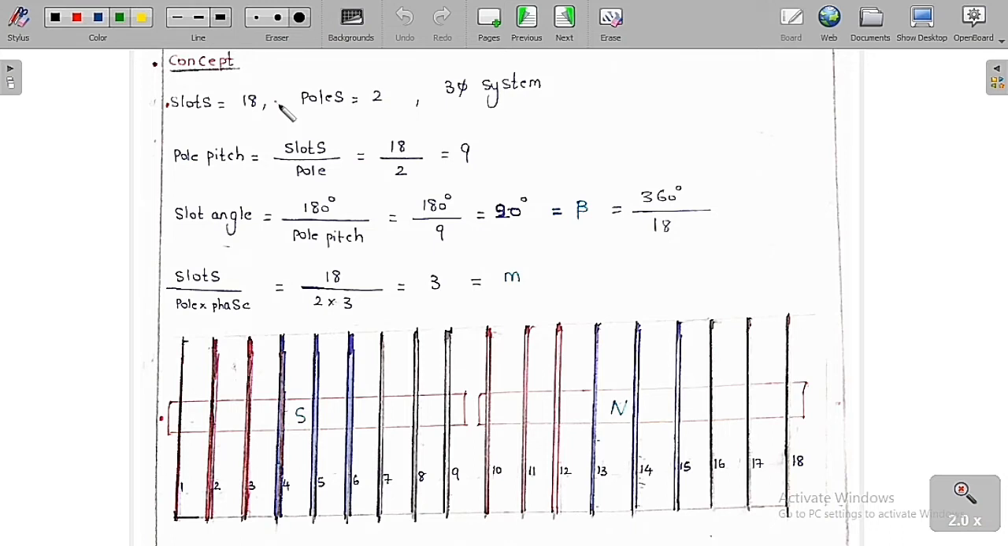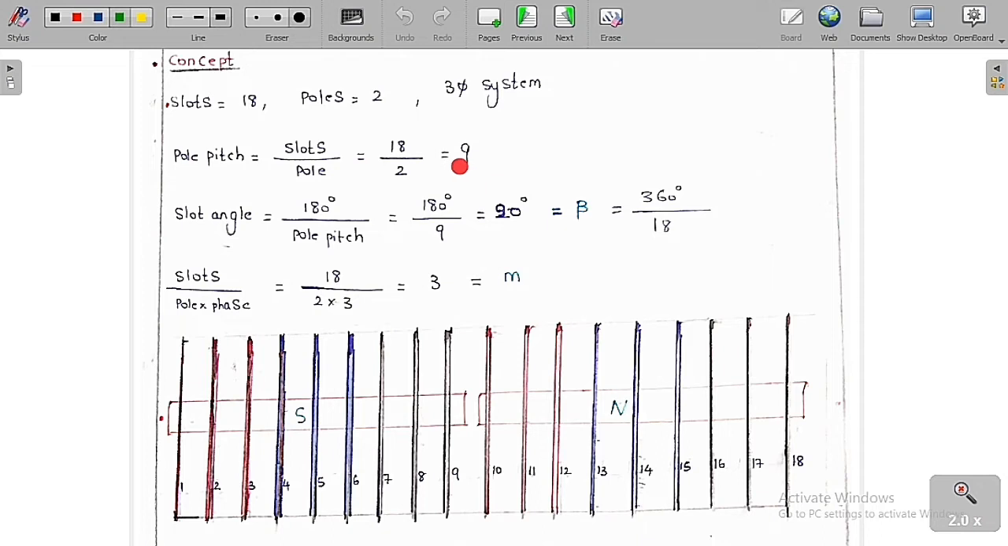I am going to assume the number of slots on the stator is 18, and the number of poles which I am going to wind with the help of this three-phase system is 2. Then what is the meaning of pole pitch? I have already told you pole pitch. Pole pitch is the ratio of the total number of stator slots to the total number of poles on the stator. As there are 18 slots and 2 poles, 18 by 2 is equal to 9. So this is called the pole pitch.